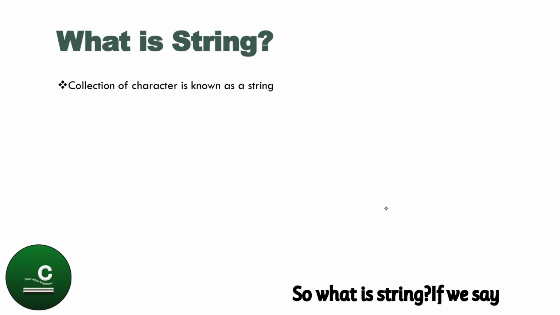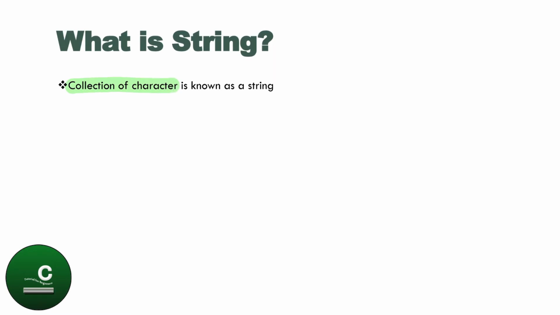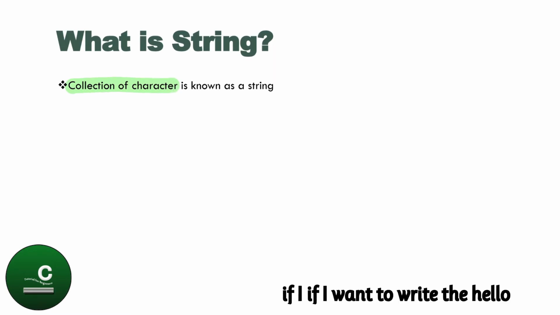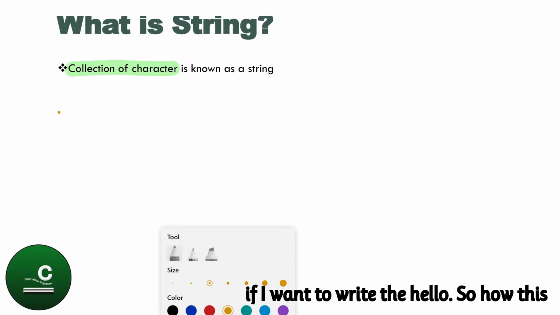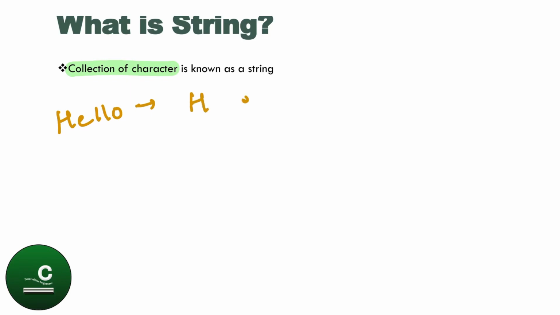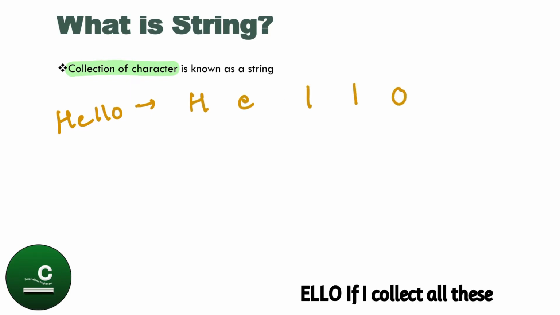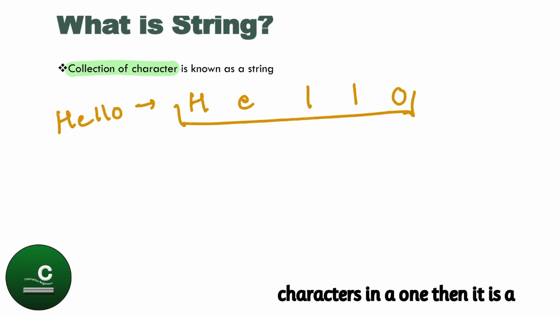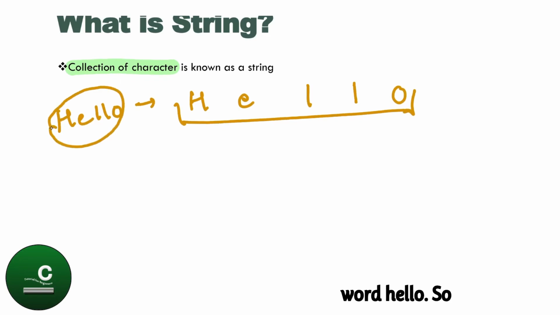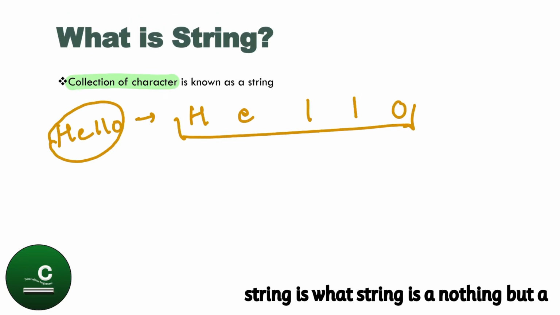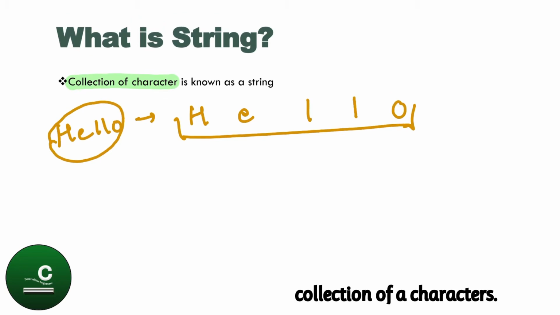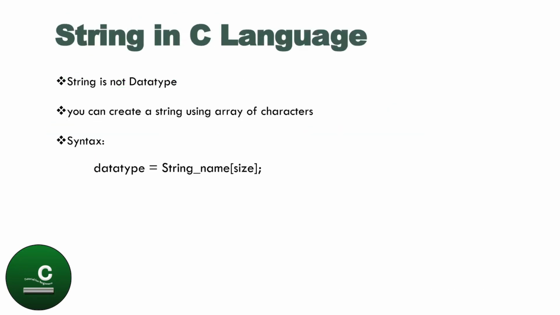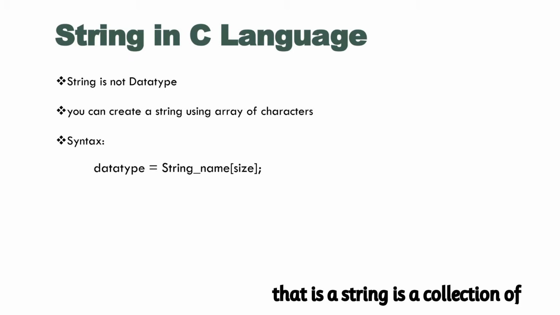What is a string? If we say a string is a collection of characters, what does that mean? If I want to write hello, how does this hello become a word? That is H, E, L, L, O. If I collect all these characters in one, then it is the word hello. So a string is nothing but a collection of characters.